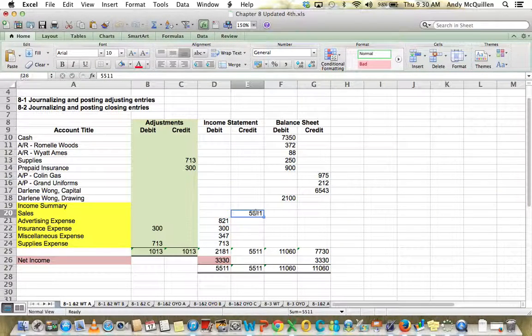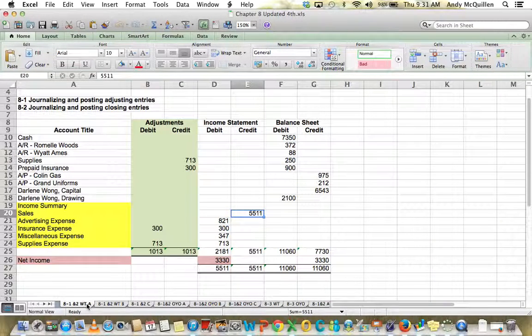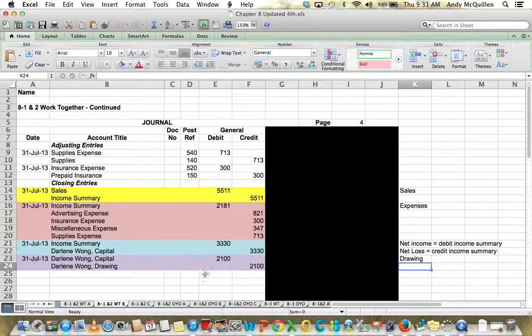Sales account has a balance of credit 5511, so we debit sales. Now we're going to use that income summary account, which is 5511, and that's where we put it as a temporary account. Then we're going to close the expense accounts. Expense accounts have a debit balance. Therefore, we have to credit them. Remember, we always had the debit on top. So when you do this, you're going to do the credits first, add them up. That's how I get 2181. So these 4 numbers added together equal 2181.